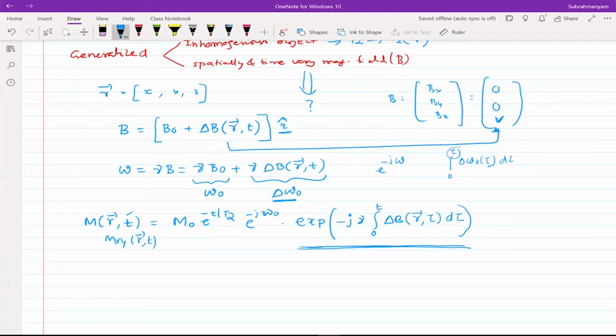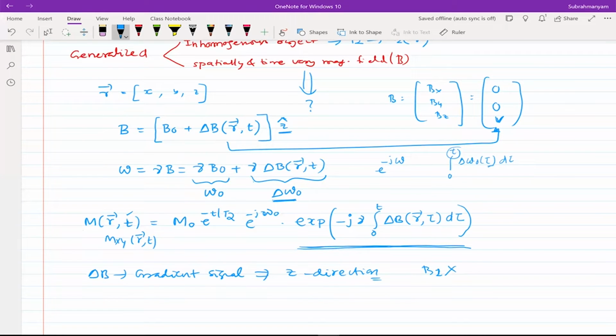Sir, I guess I'm getting a bit confused. The B value that we originally wrote, B naught plus delta B of r comma tau. So here delta B corresponds to the RF signal we apply? No, delta B corresponds to the gradient signal that you will be applying. Okay, so the gradient one. Yes, you would be applying it in the Z direction only. That's a very good question. If somebody is confusing it with B1, this has nothing to do with B1. Nothing at all.